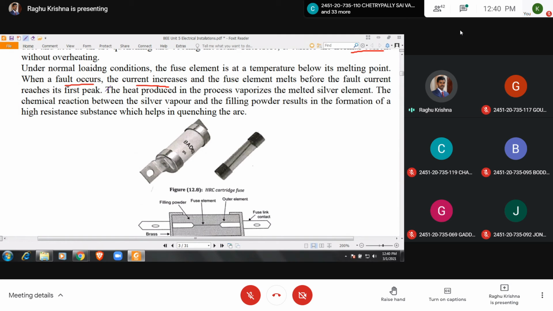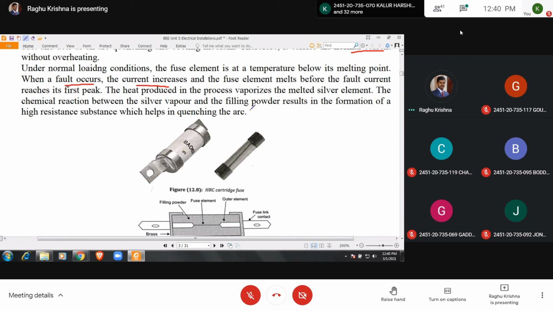So when a fault occurs, current increases and the fuse material will melt. The heat produced in the process evaporates the melted silver element. So first, the silver element melts and it evaporates. The chemical reaction between the silver vapor and the filling powder results in the formation of a high resistance substance which helps in quenching the arc.